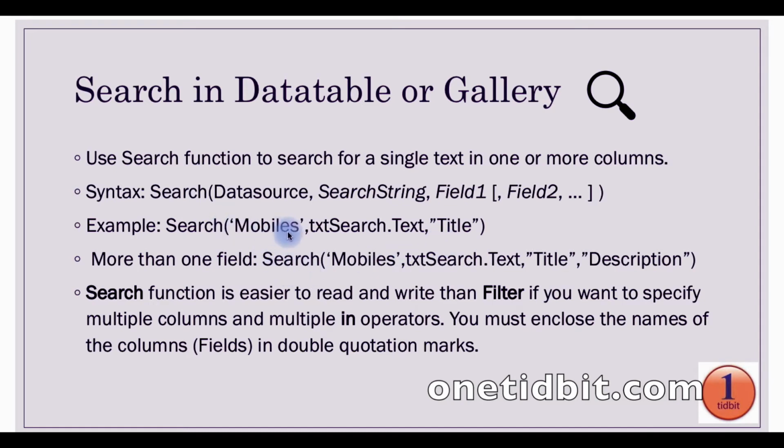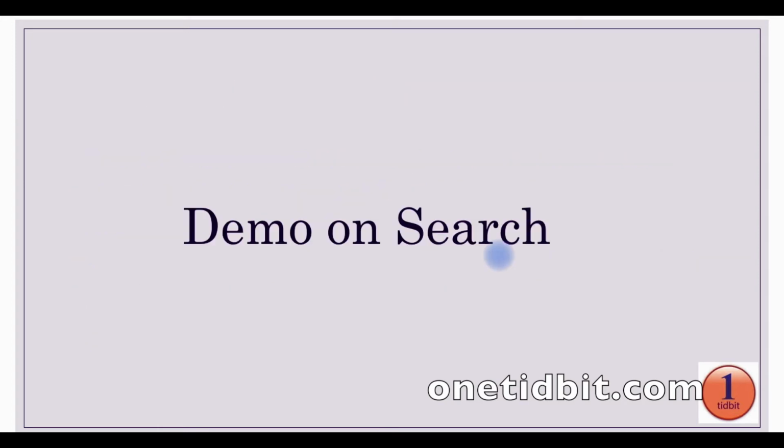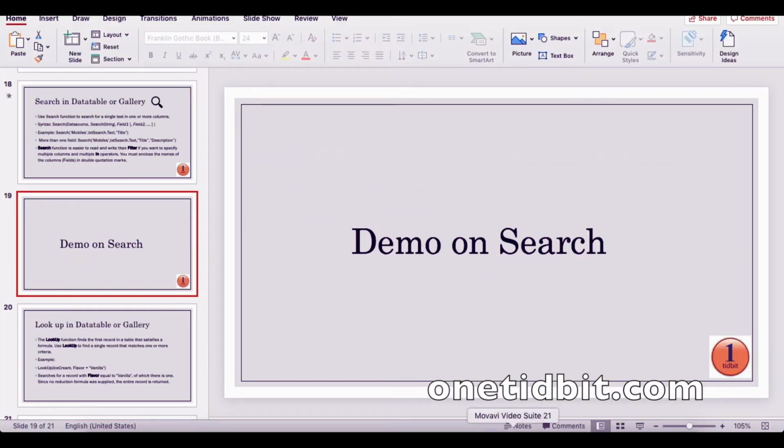You need to always remember the text search is a text box where we get the search string. We have seen the example here, for one field and for more than one field. All of this must be in double quotation marks, especially the columns with which we are searching. Now let's see the demo.